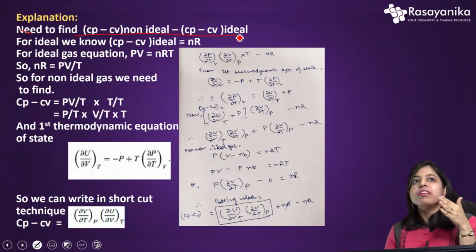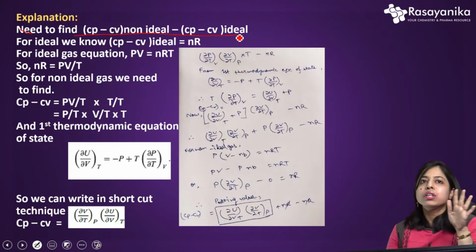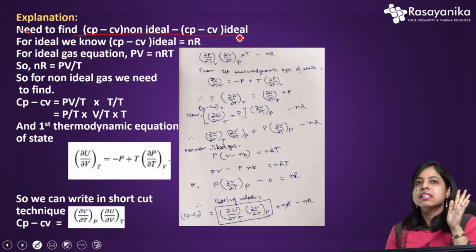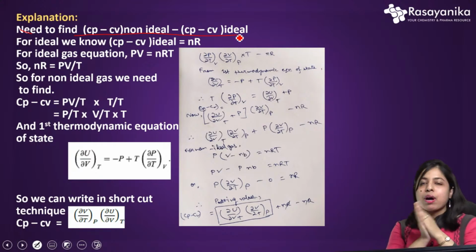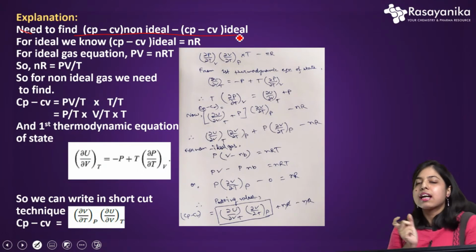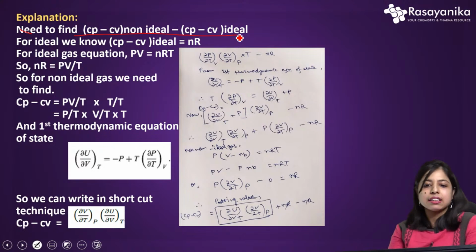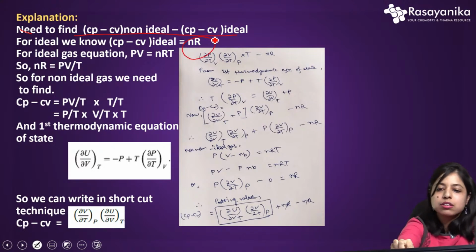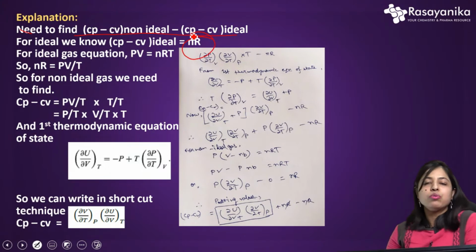One thing you all know, from your graduation or before, is this: for an ideal gas, a perfect gas, what is the value of Cp minus Cv? That is nR for n moles of gas. Everybody knows this. The Cp minus Cv value for an ideal gas equals nR, where n is the number of moles and R is the universal gas constant.